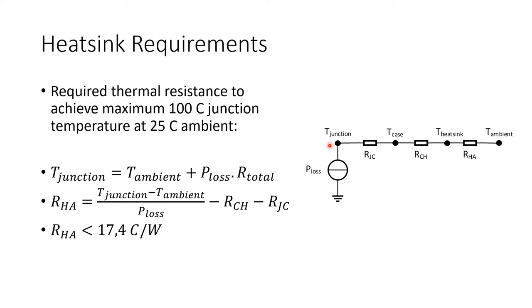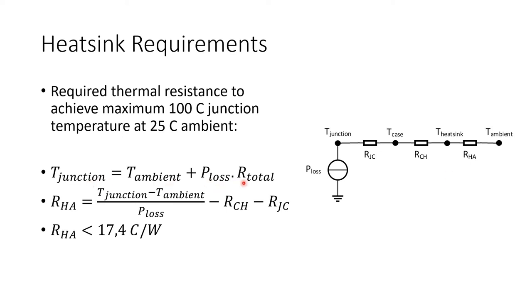I have looked at the data sheet of the MOSFET, and it says that it can work up to 175 Celsius. So a 100 Celsius junction temperature is okay, is safe. We know the junction to case thermal resistance. We have found out the case to heatsink thermal resistance. We know the ambient temperature and the junction temperature. The only unknown here is the heatsink to ambient thermal resistance.